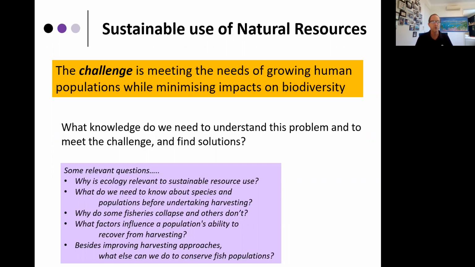And besides improving harvesting approaches, what else can we do to conserve fish populations? So this talk's very focused on marine and fisheries, because that's, I guess, a place where we still rely predominantly on the natural ecosystems to provide the food and the protein that we get from fish. In most other forms of protein, humans have domesticated the animals. So a very small amount of the world's protein comes from, say, hunting natural animals compared to what comes from harvesting of beef cattle. But in fish, it's the other way around.